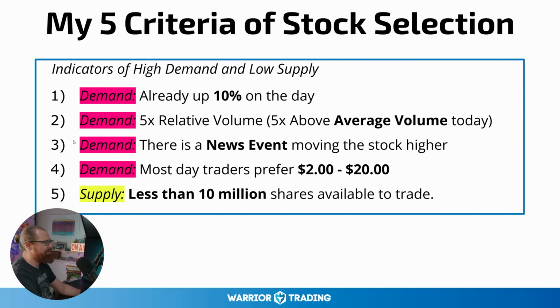So to break down my 5 pillars of stock selection, the stock at a minimum should be up 10%, 5 times relative volume, breaking news, priced between 2 and 20, and less than 10 million shares. We can tighten up those filters a little bit by boosting up the percentage return, boosting up the relative volume, or dialing in the price to get into a really sweet spot. But if you make it too dialed in, then you might run out of opportunities.